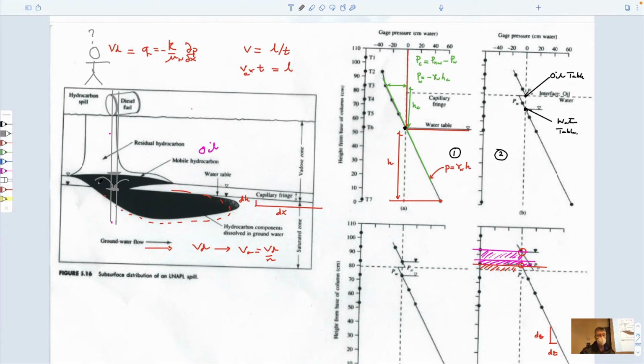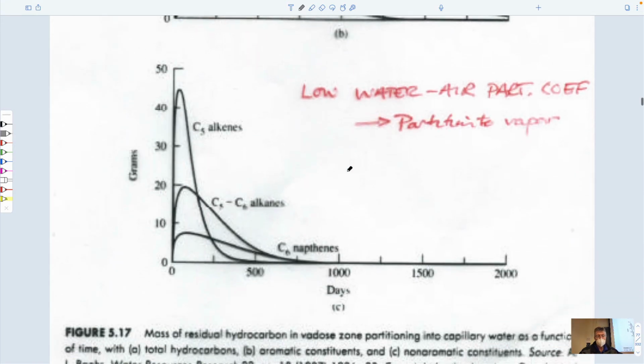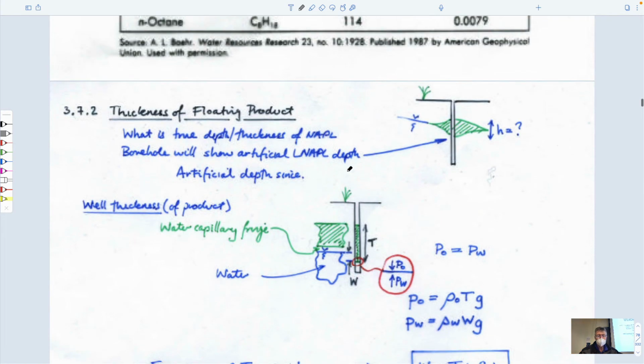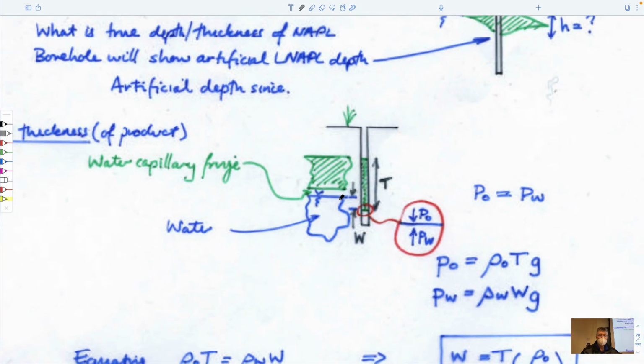I suppose one question you could ask yourself is, would they be the same? Is the thickness of stuff floating in the well exactly the thickness that you'd expect to see in the aquifer? And the answer is kind of no. And so this is the idea here, and we want to be able to simply correct for that.